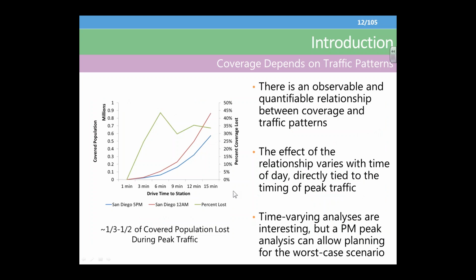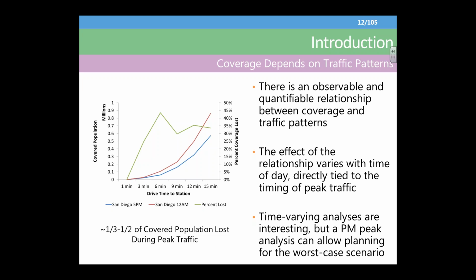So if we actually look at different drive times and the amount of population covered within those different drive times, we can see there's a major effect. Between times of no traffic and peak traffic, you can lose service to 1/3 to 1/2 of the population that's actually covered when there's no traffic. So it's an observable, quantifiable relationship between coverage and traffic patterns. And this effect of this relationship, of course, varies with the time of day because of the traffic patterns and the different speeds at different times.